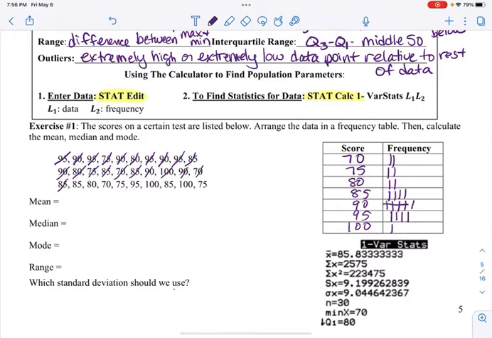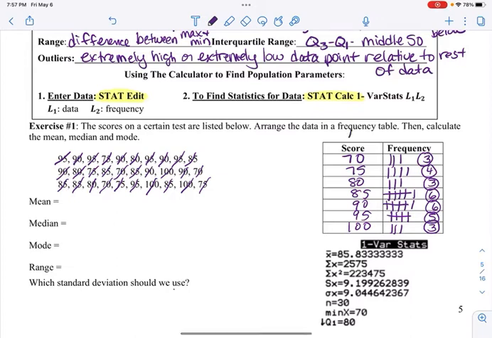85, 85, 80, 70, 75, 95, 100, 85, 100, and 75. So I got 3 scores that are 70, 4 scores that are 75, 3 scores that are 80, 6 scores that are 85, 6 scores that are 90, 5 scores that are 95, and 3 scores that are 100. All right, so now I'm going to put all of these numbers into my calculator.